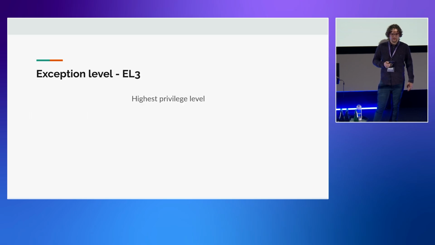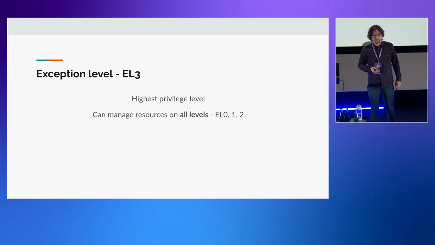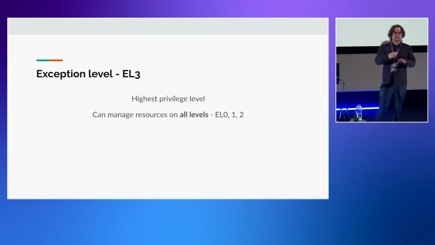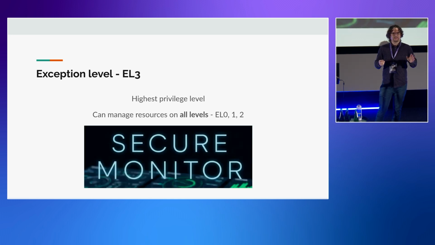And finally, we have EL3, which is exception level 3, the highest privilege level. We can manage from this level all resources on all levels, 0, 1, and 2, the most powerful one. And this is called the secure monitor. This part is responsible for switching between normal and secure worlds.